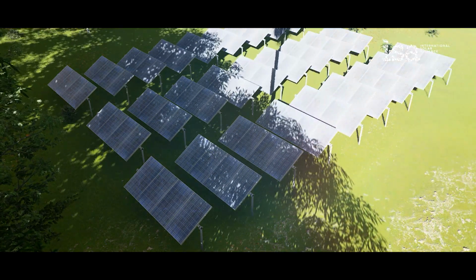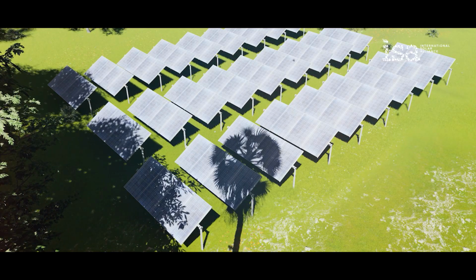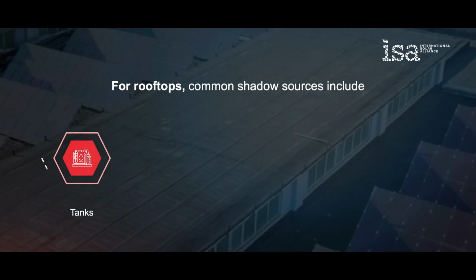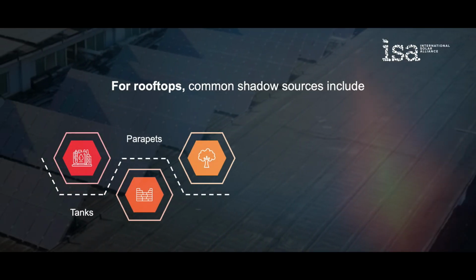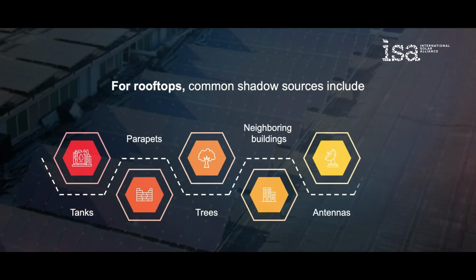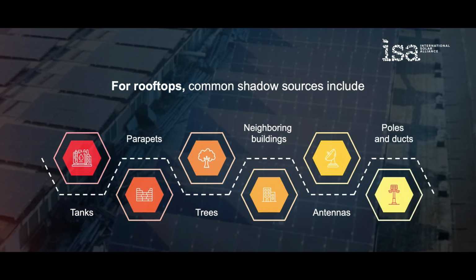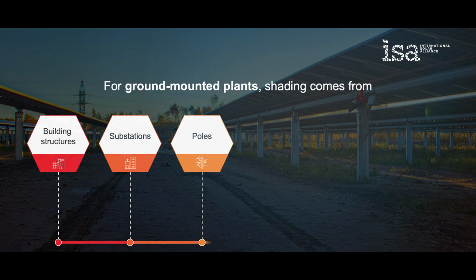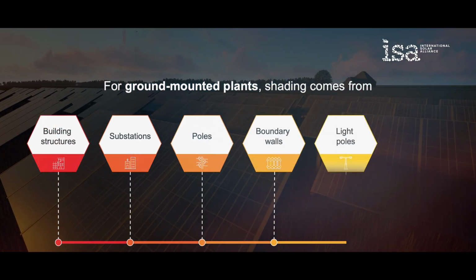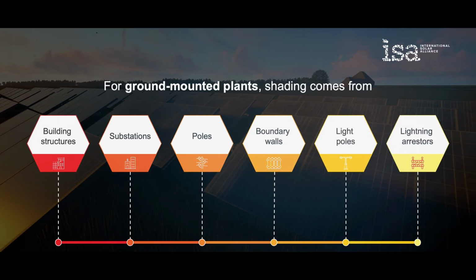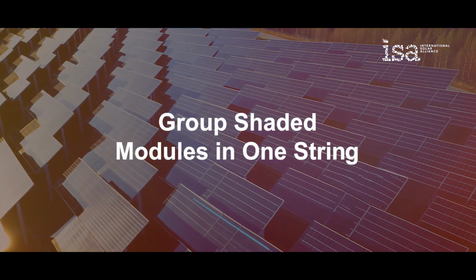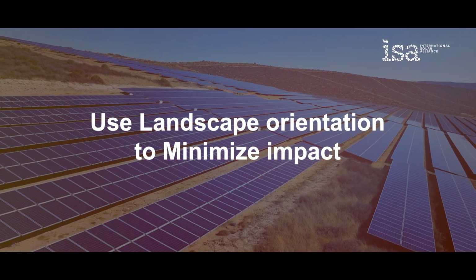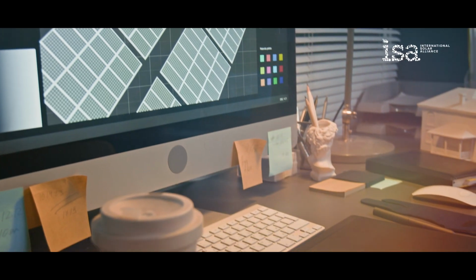Shading can drastically reduce PV output. Shadow analysis identifies both external and internal obstructions. For rooftops, common shadow sources include tanks, parapets, trees, neighboring buildings, antennas, poles, and ducts. For ground-mounted plants, shading comes from building structures, substations, poles, boundary walls, light poles, lightning arresters. When shadow is unavoidable, group shaded modules in one string. Use landscape orientation to minimize impact. Simulation software provides seasonal shadow patterns to guide layout.